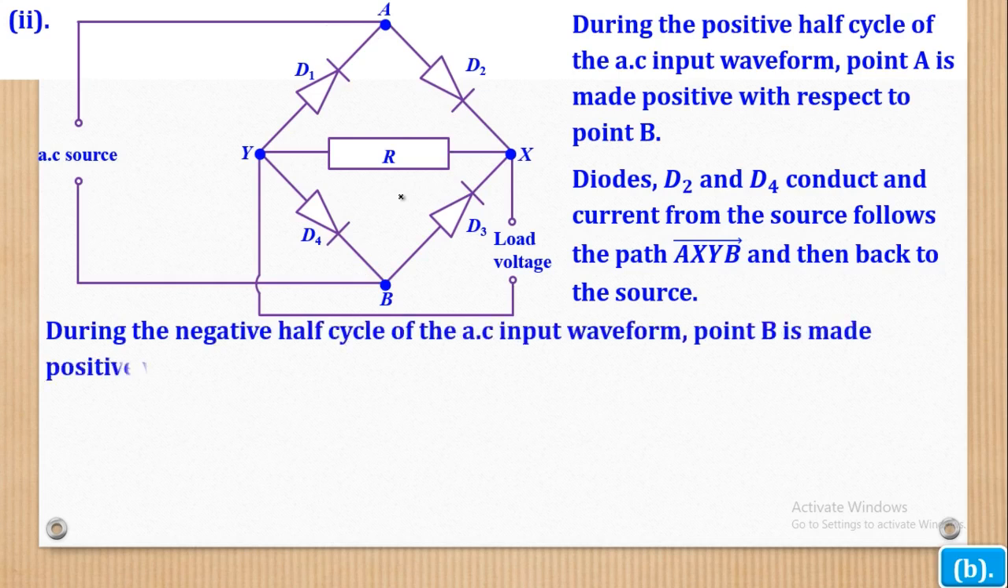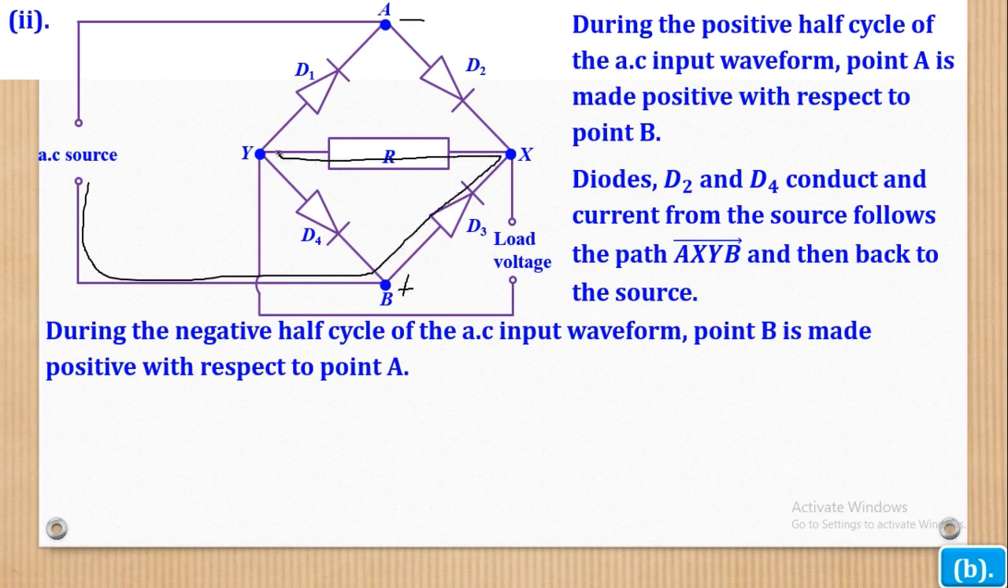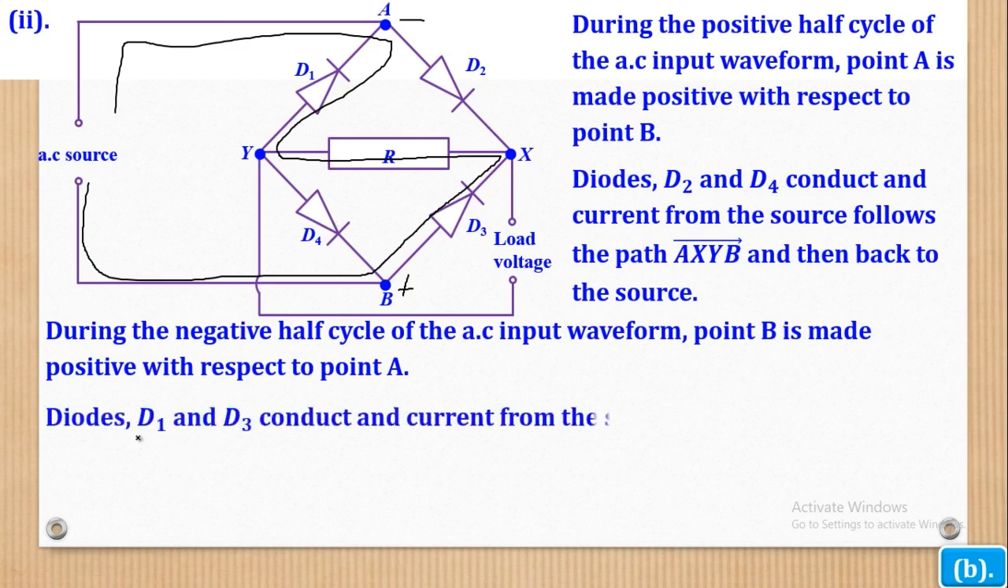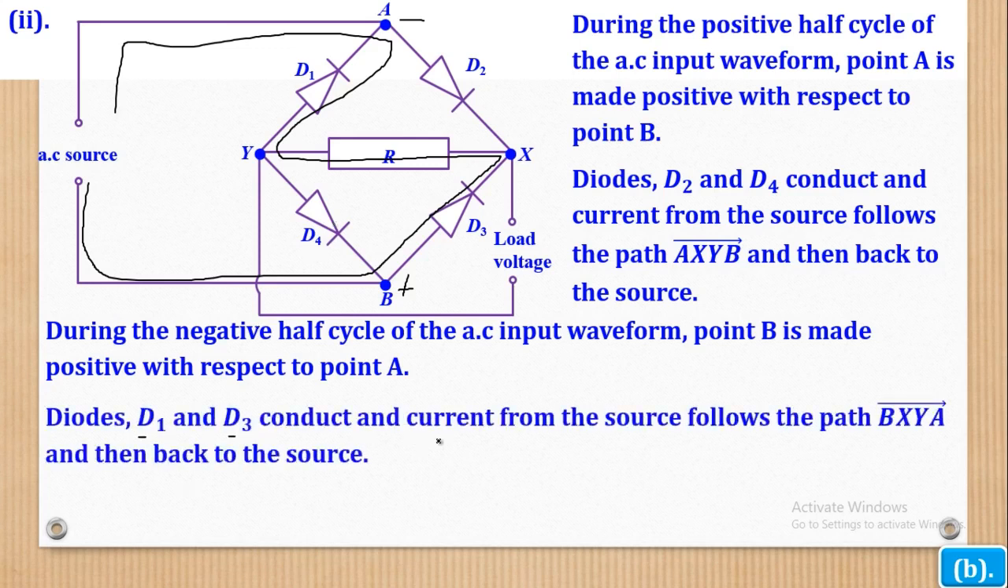What about the negative half cycle? For the negative half cycle, B is made positive with respect to A. What does that mean? It means that current will come in this direction. When it reaches here, it can't go to D4, so it will have to go to D3, then go to this, go to this, go to this, and back to the source. So you say that diodes D1 and D3 conduct, and current from the source follows the path B, X, Y, A, and then back to the source.